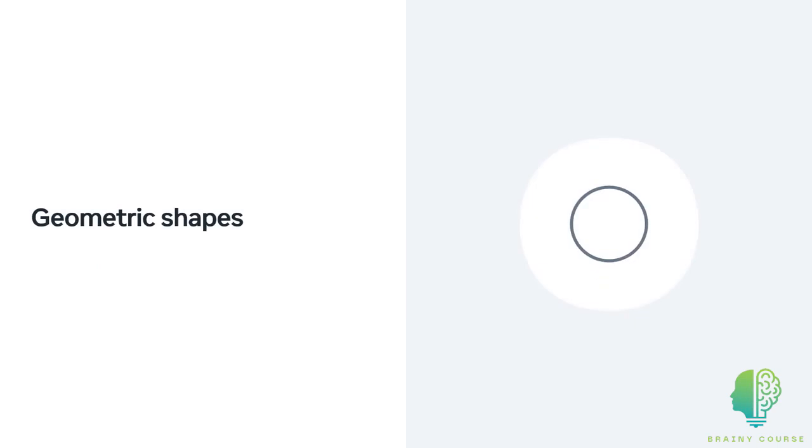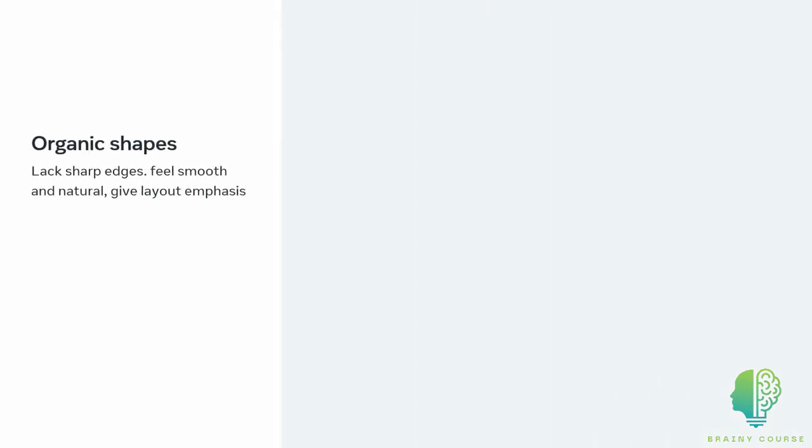The next design element is shapes. Shapes have the ability to draw your attention to a layout. There are three types of shapes: geometric, organic, and abstract. Geometric forms typically have accuracy and are structured, for example, mathematical squares, circles, and triangles. Organic shapes usually lack sharp edges and feel smooth and natural. These shapes give a layout emphasis.